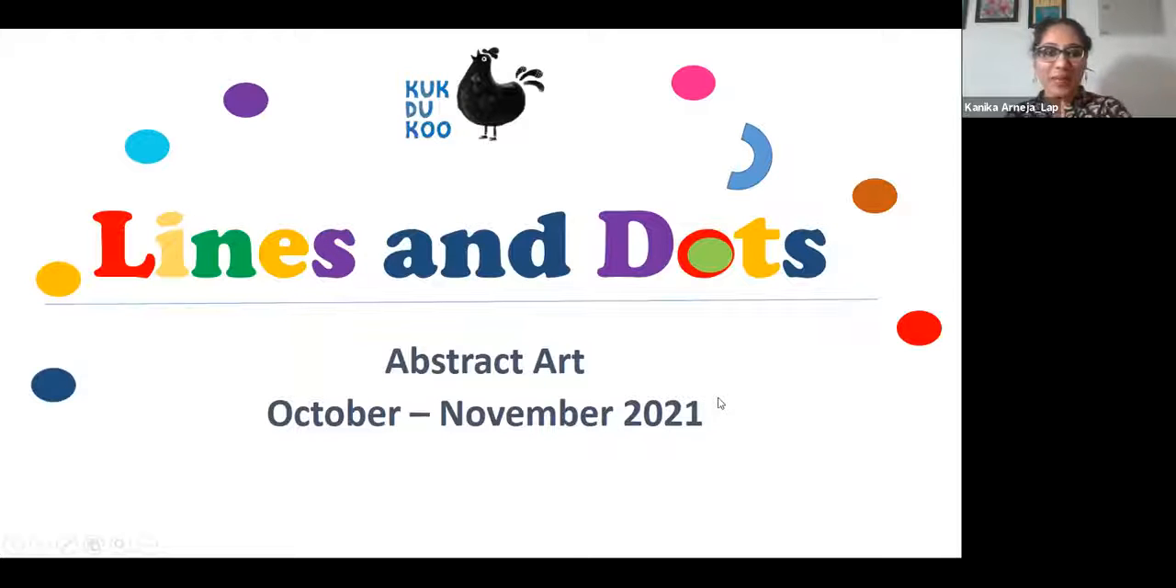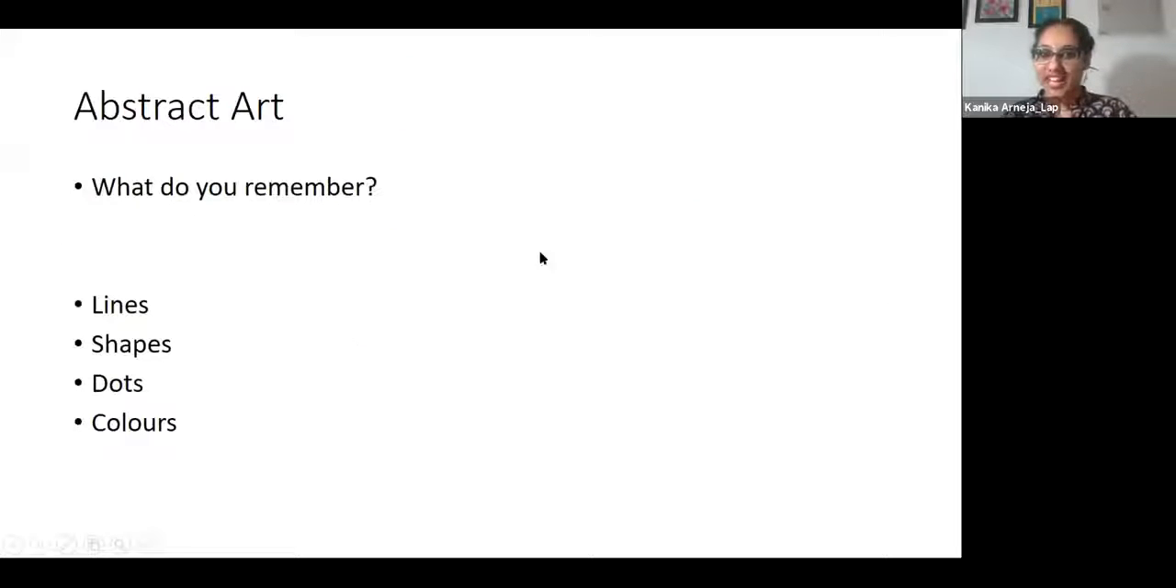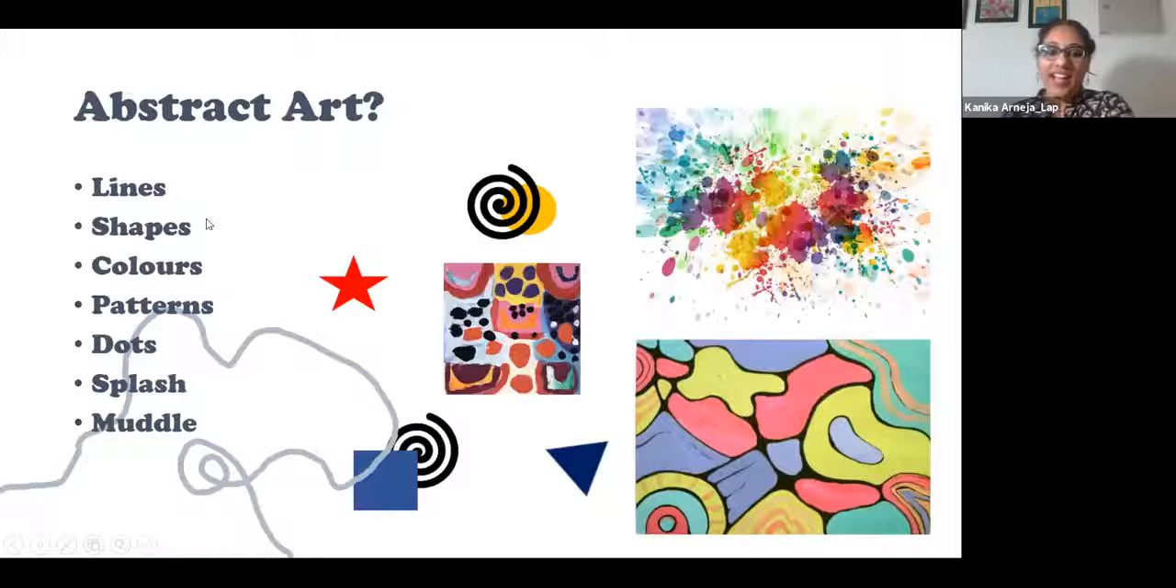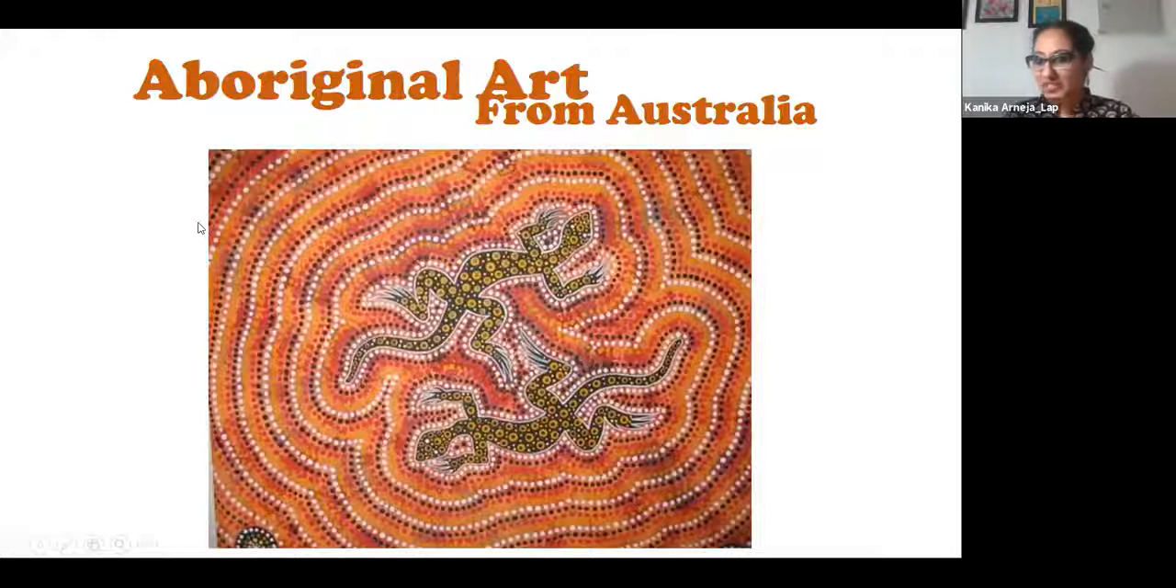Yesterday, I did tell you about abstract art, right? And some of you even shared Muddle Puddle, the name of the session yesterday. So yeah, we know that abstract art is all about lines, shapes, dots, and colors. I also remember telling you about Aboriginal art from Australia, okay? This artwork that you see in front of you is all about dots, right? And you also see lizards in the middle. Do you know why? Let's find out why.